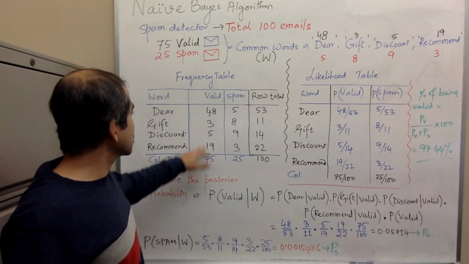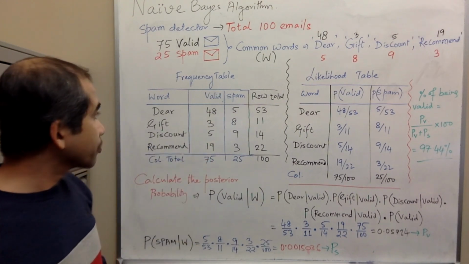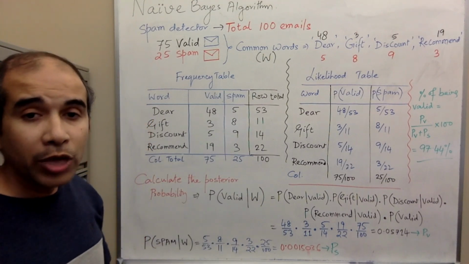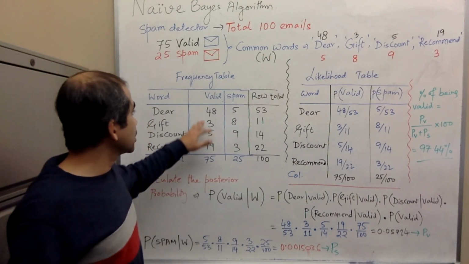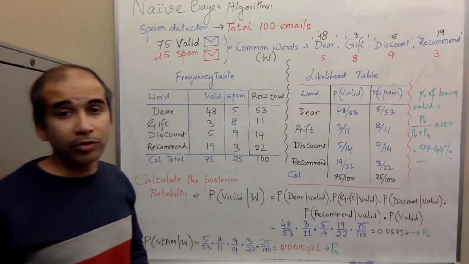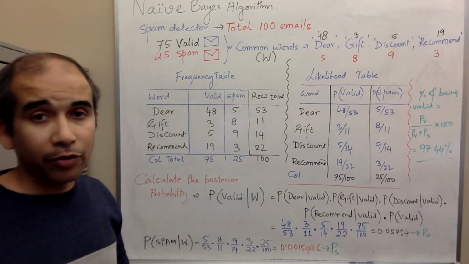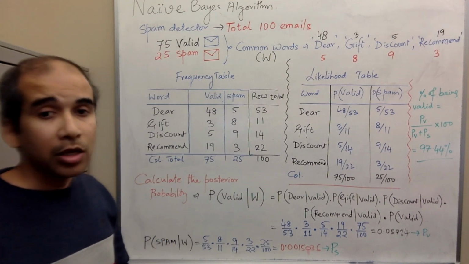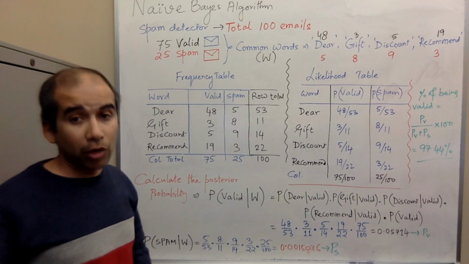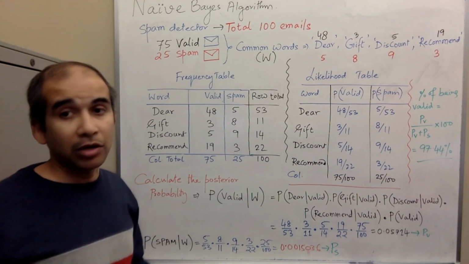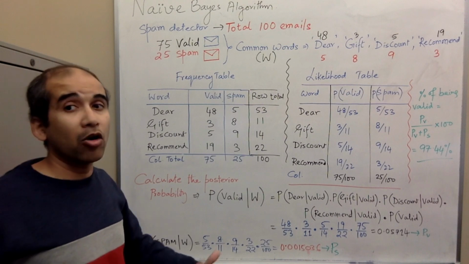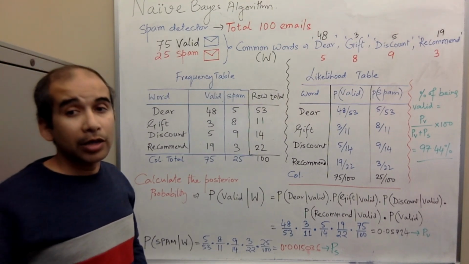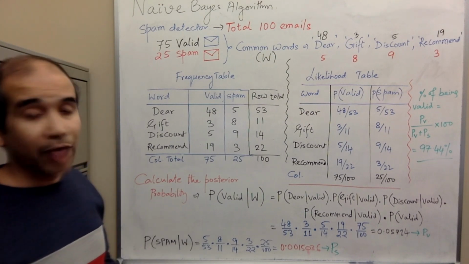Okay, 75 messages here in total, and 25, and then the total here. So you see, we have assumed that the frequency of appearance of the words totals up to the number of emails. That means every email contains maybe one of these keywords. But it is also possible that multiple words may appear in one email. Dear and then gift or discount or recommend, or all of them appear in one email, and then we have to determine whether they are spam messages or valid messages.